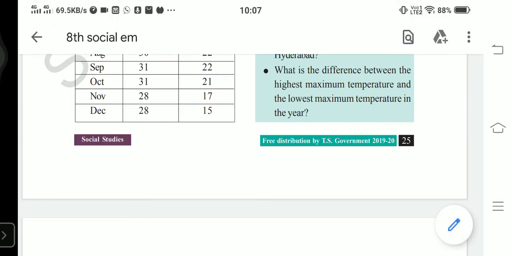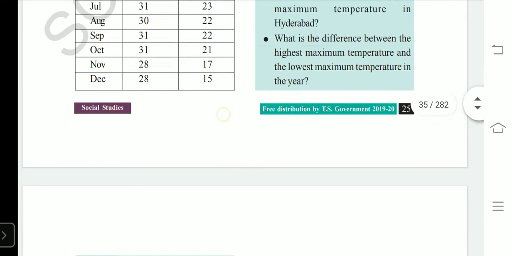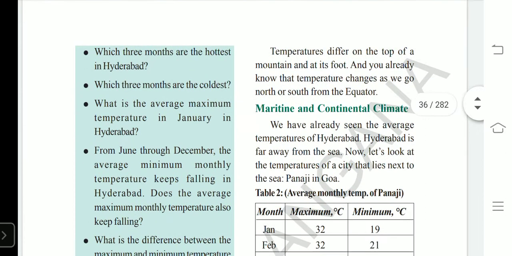And the next, moving on. How much time is left? It is already 10:20, so 10:07, 18 minutes are there. Now next, moving on. What are the factors which influence the temperature, right?